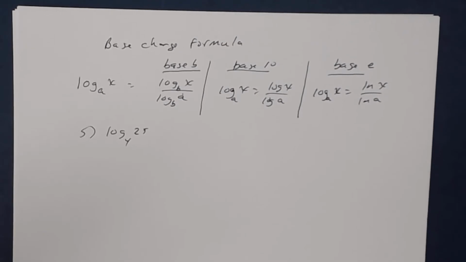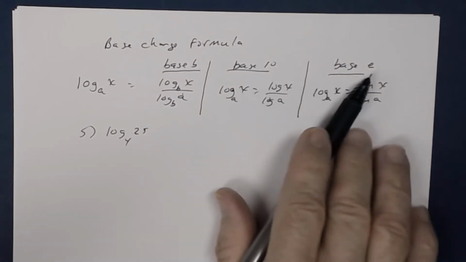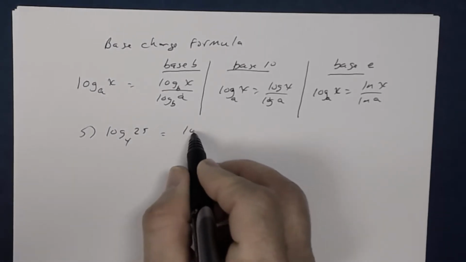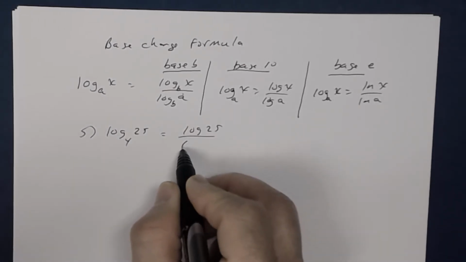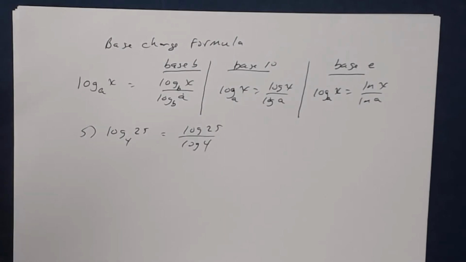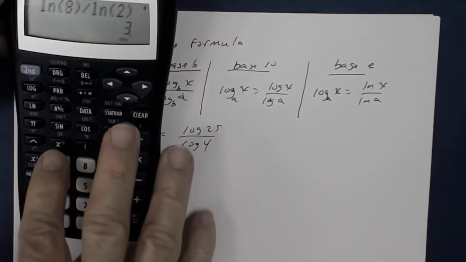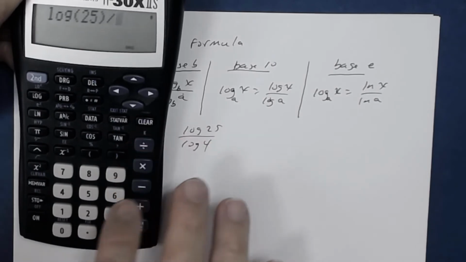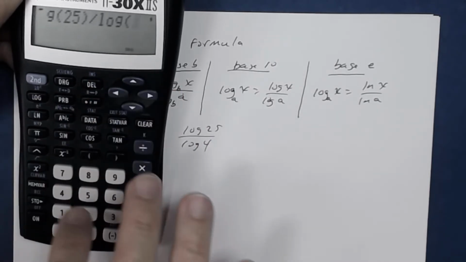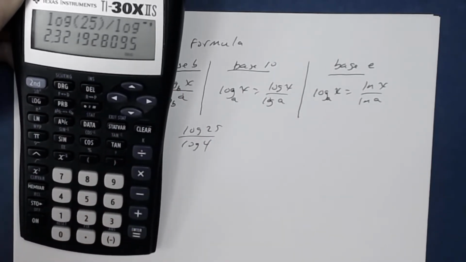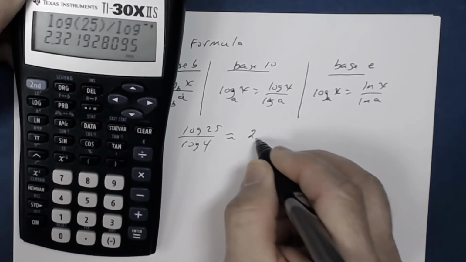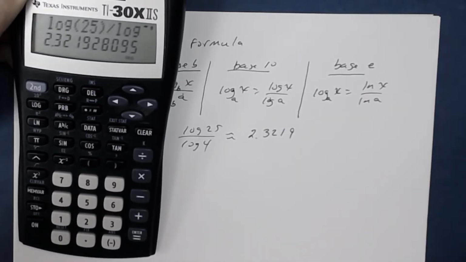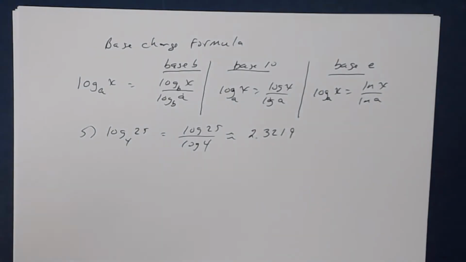Remember, you're using your calculator, so it does not matter whether you use base 10 or base e. So that's going to be the log of 25 divided by the log of 4. Then use your calculator. Log 25 divided by log 4 equals, so that's approximately equal to 2.3219.